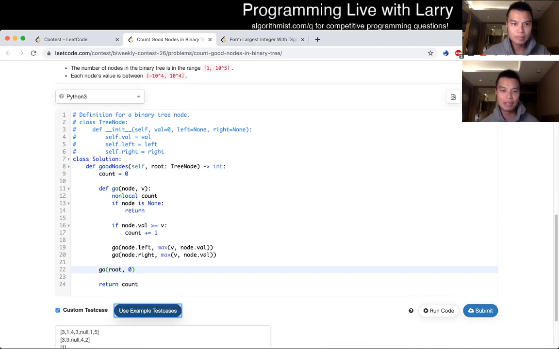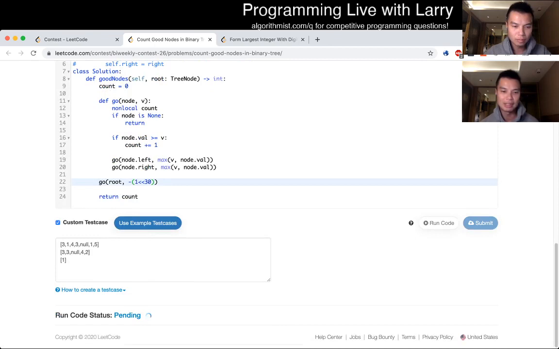And at this point, I was like, oh wait, there's negative. Each node could be negative, so I have to choose a bigger negative infinite number. I'm glad that I did, because it would have cost me 5 minutes.